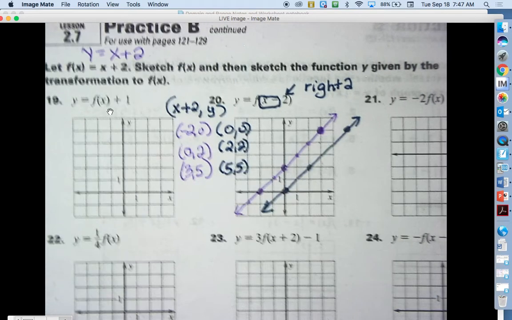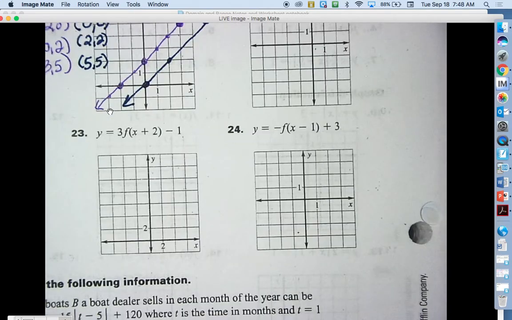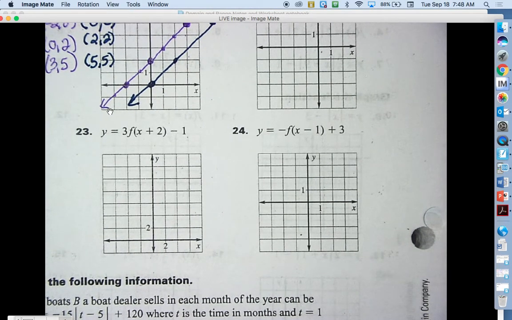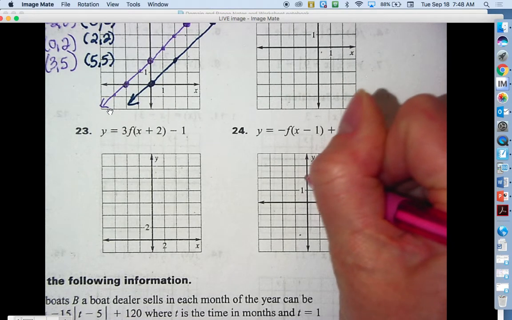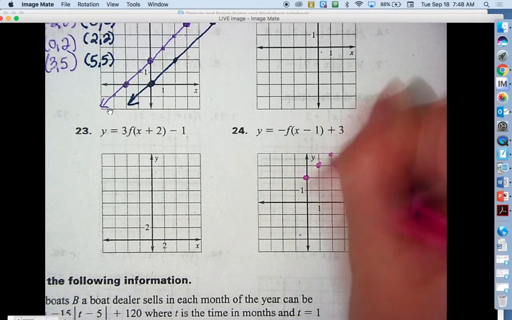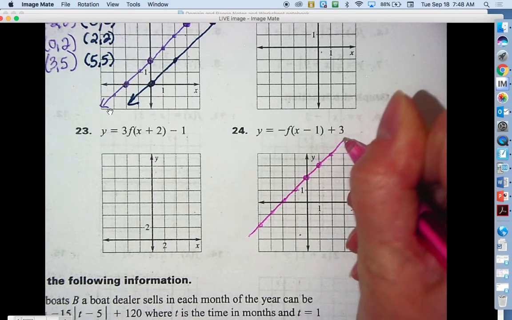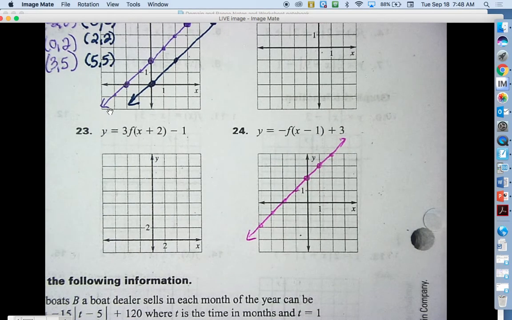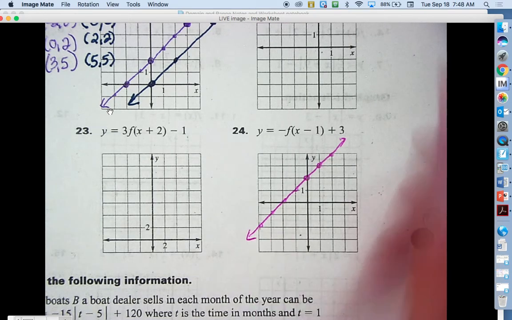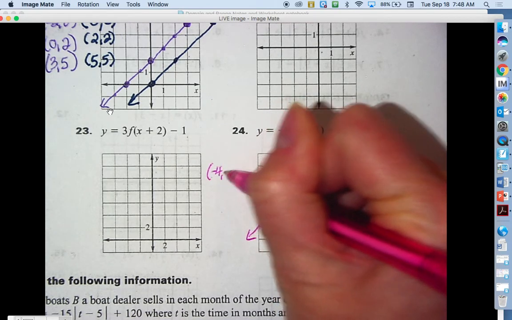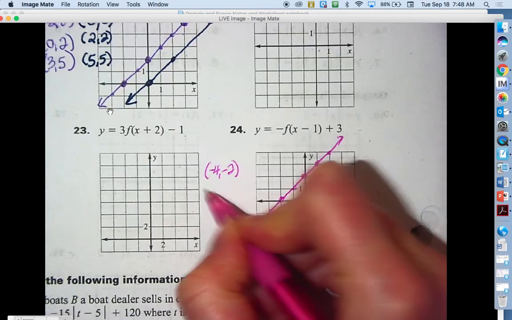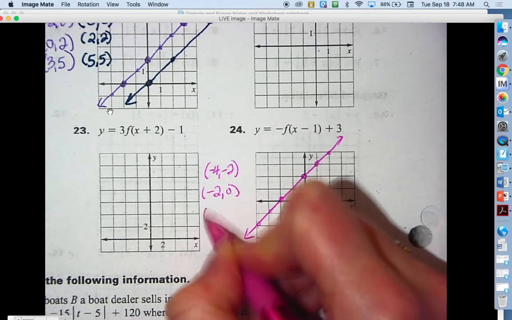So if you go down to number 24, we're going to do the same thing with number 24. So again, I'm going to go back and graph that original line, which was up at 2, slope is 1. So there's the original line. Picking 3 points from that original line. So maybe I'll pick this one over here, just picking different points. So that's -4, -2. I can pick -2, 0 again, and then I'll pick 0, 2.